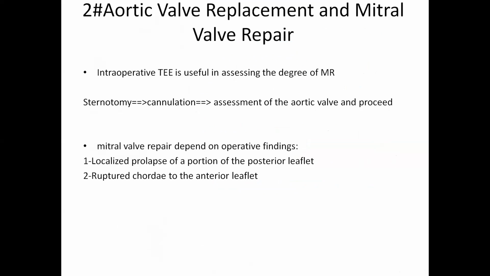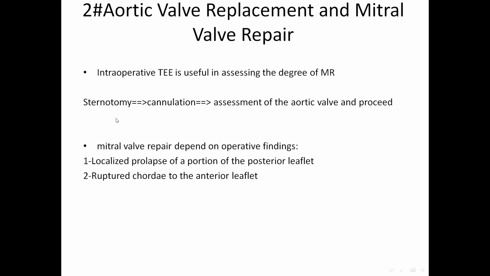This is the first surgical method for aortic and mitral valve replacement. The second one is the aortic valve replacement with the mitral valve repair. Intraoperatively, the TEE is useful to assess the degree of mitral regurgitation.